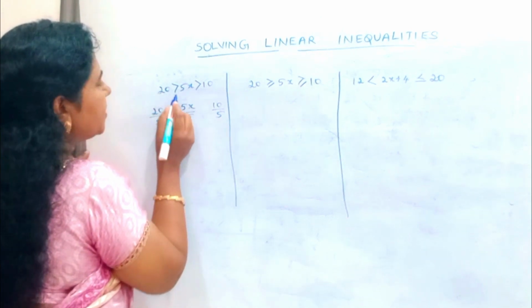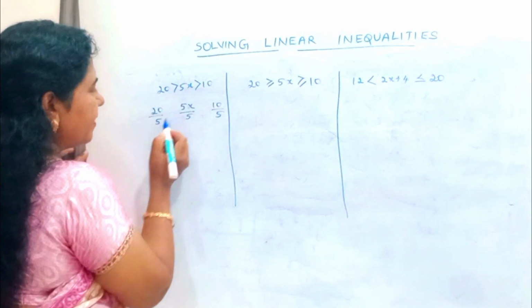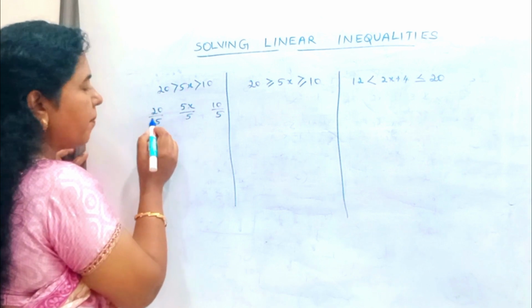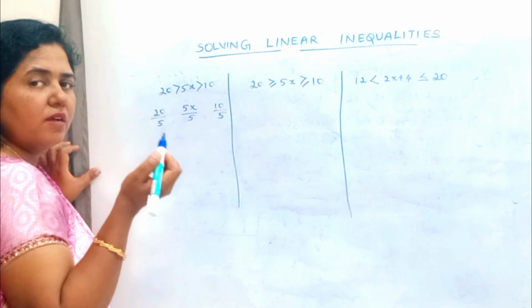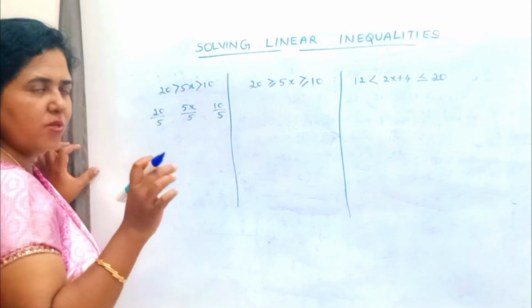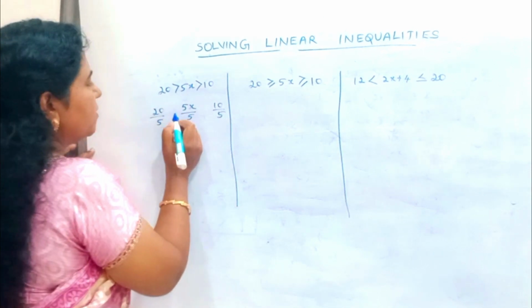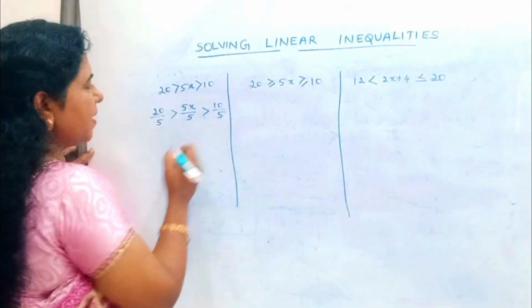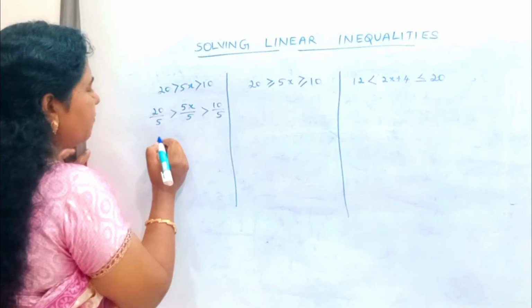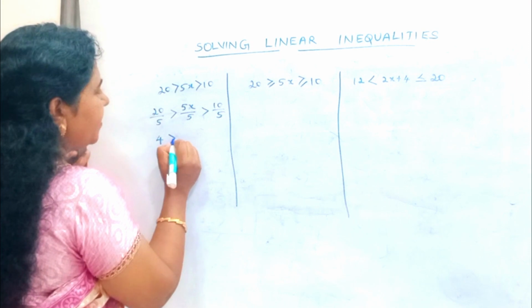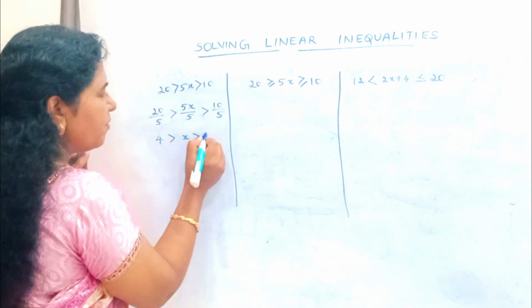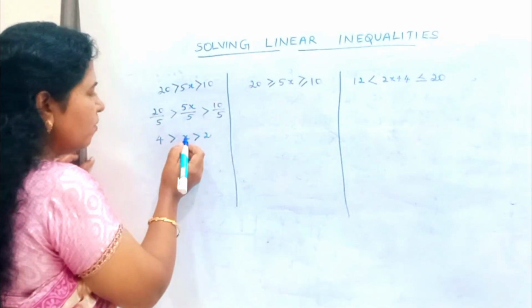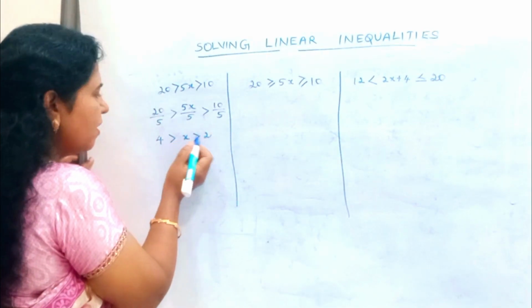So now here it is greater than, here it is greater than. I am dividing by a positive number only. So what happens to the sign of inequality? It doesn't change since it is a positive number. So the inequality remains as such. Okay, now 20 by 5. So it is 4 greater than 5x by 5. So it is x greater than 10 divided by 5. So it is 2. So now the value of x is just between 2 and 4.